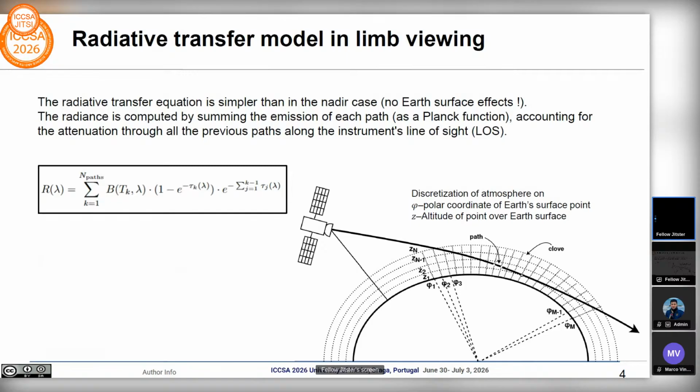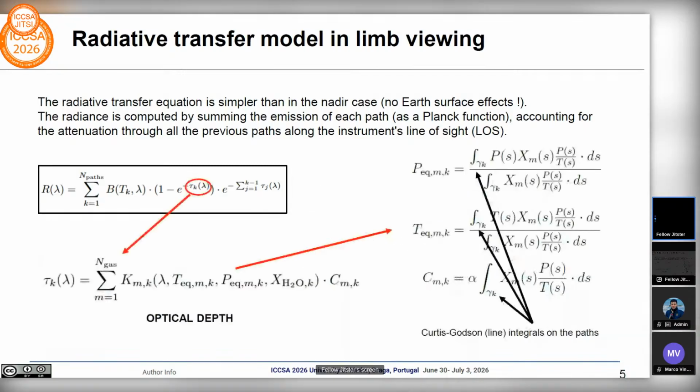We need to discretize the atmosphere in 2 dimensions, and then the line of sight that goes to the satellite is divided into single parts based on this discretization. So the total radiance is calculated as the sum of all the emissions of each single part, with a factor of absorption due to the previous path on the line of sight until the satellite.